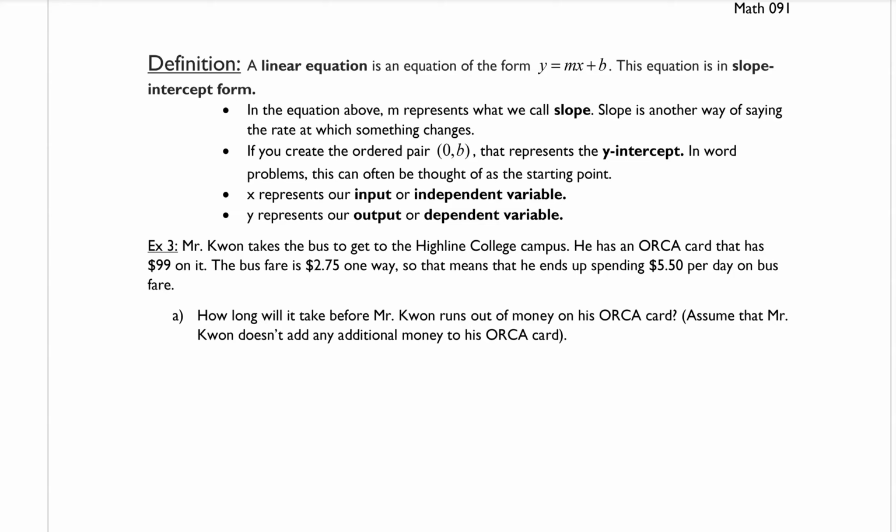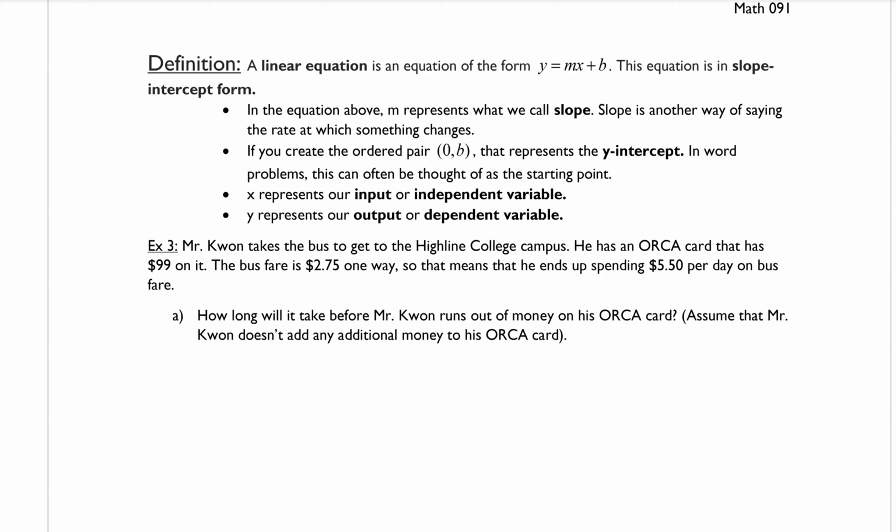If you create the ordered pair (0, b), that point represents what we call the y-intercept. In word problems, this can often be thought of as the starting point. And then x represents our input or independent variable, and y represents our output or dependent variable. Let's look at another example.